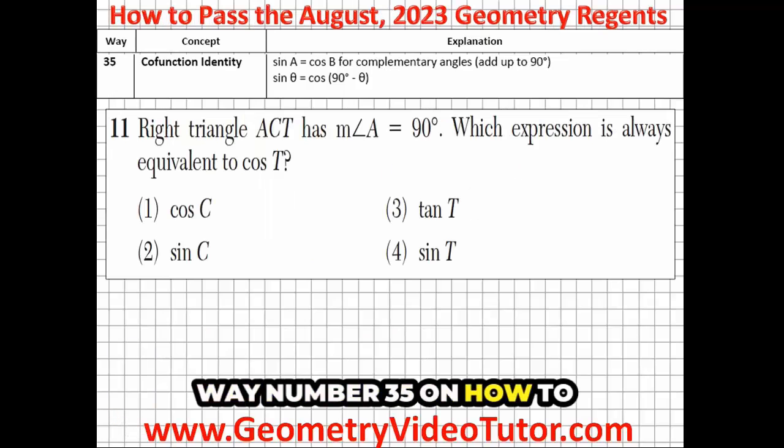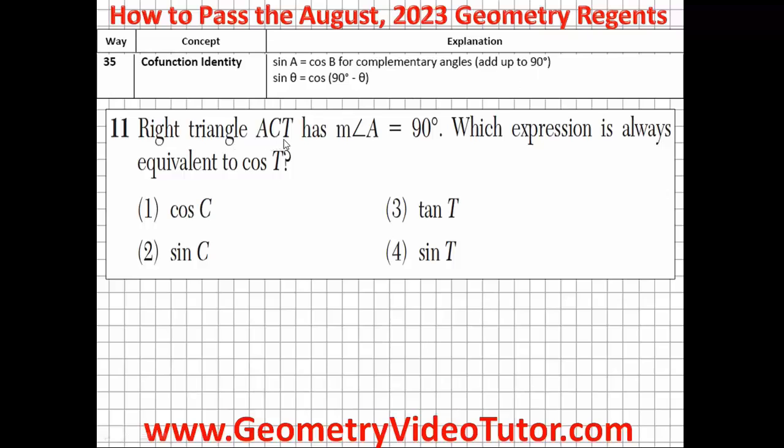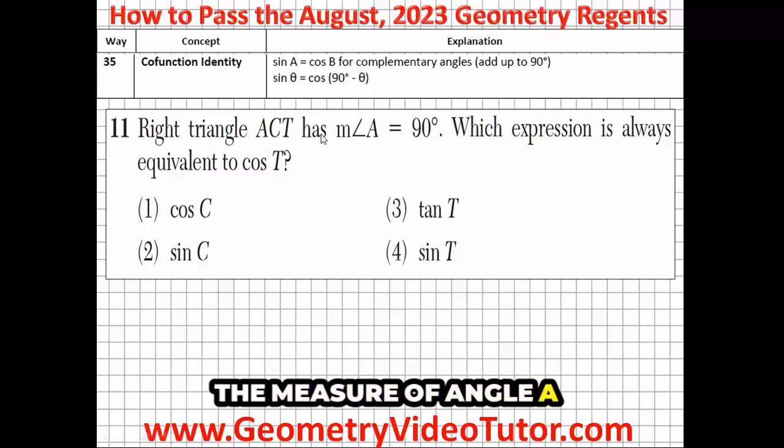Way number 35 on how to pass the August 2023 Geometry Regents. For the cofunction identity, the sine of A is equal to the cosine of B for complementary angles, or angles that add up to 90 degrees. So when you have a right triangle like ACT, and they're telling you the measure of angle A is 90 degrees, that means that C and T will need to add up to 90 degrees.